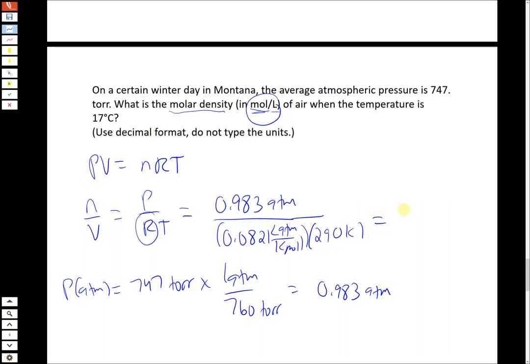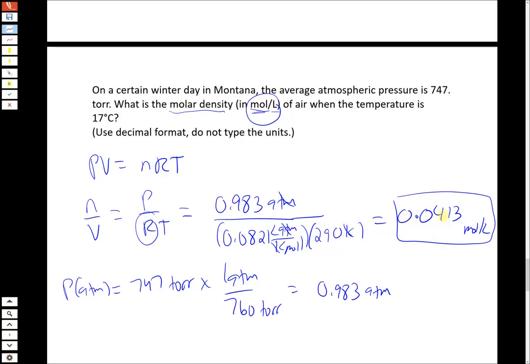So what I got was 0.0413 moles per liter. Atmospheres cancel out, Kelvin cancels out, and we're left with liters per mole in the denominator, which is moles per liter when you move that up to the numerator. So 0.0413. That means 1 liter of this air in these conditions has 0.0413 moles of gas in it.